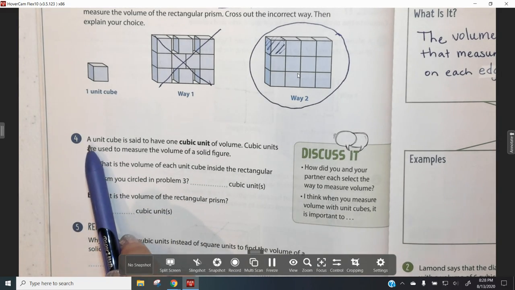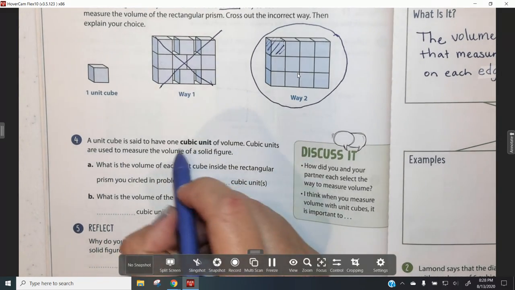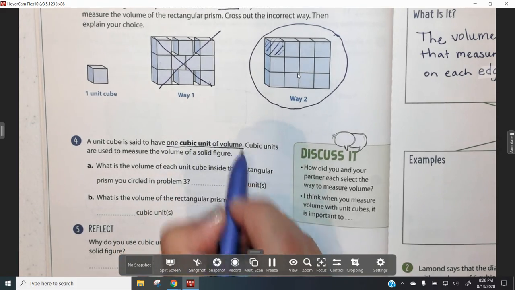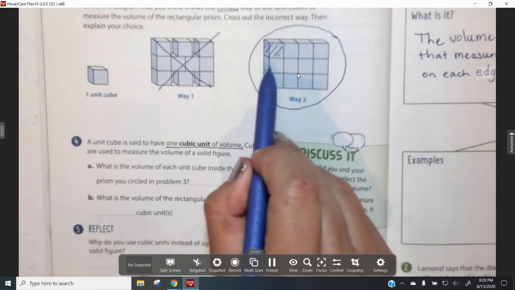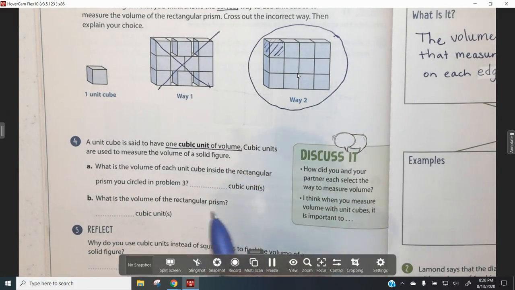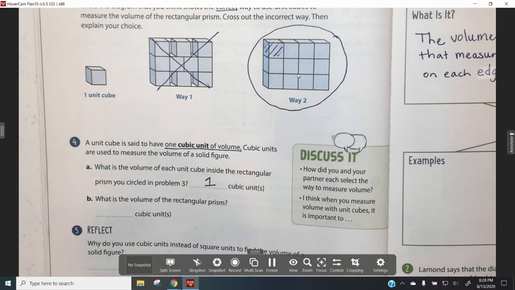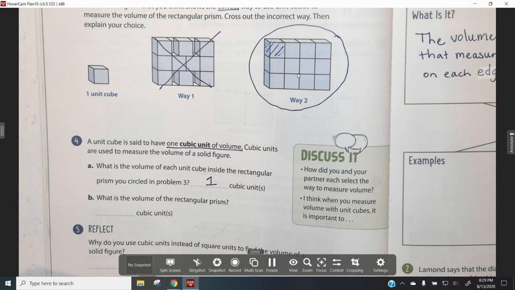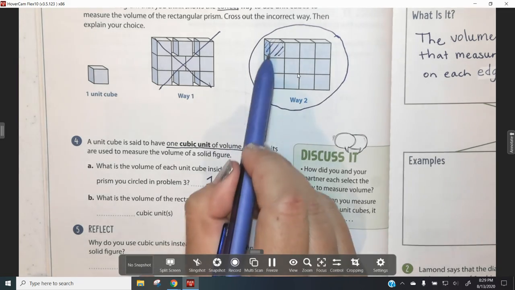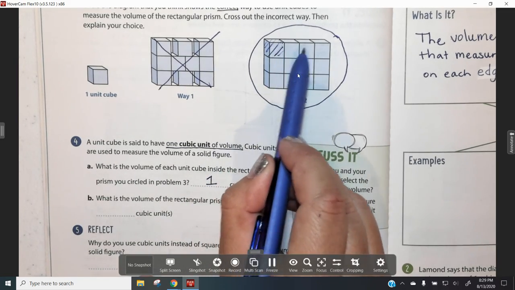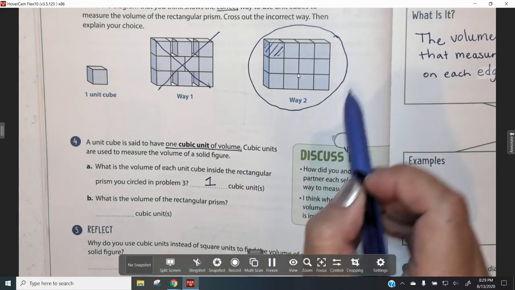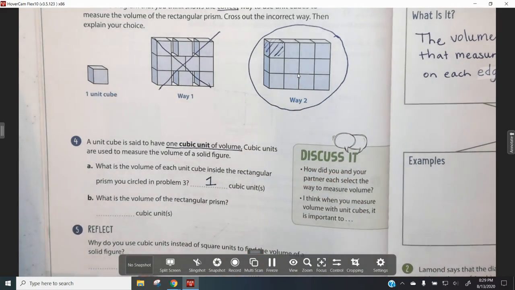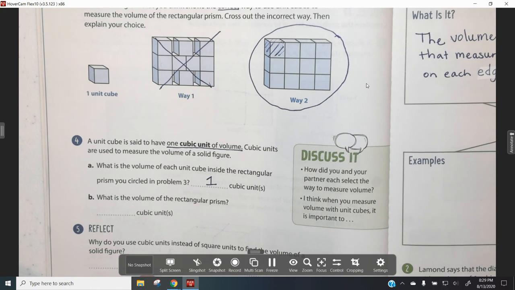Remember, it says here, a unit cube is said to have 1 cubic unit of volume. So each of these cubes has 1 cubic unit, a volume of 1 cubic unit. So if each cube is 1 cubic unit, then how many cubic units is this shape here? Go ahead and write down what you think.